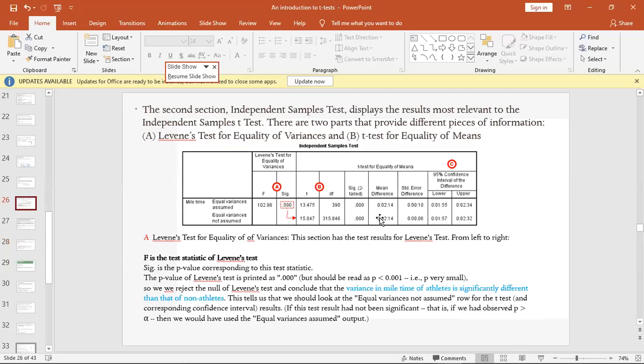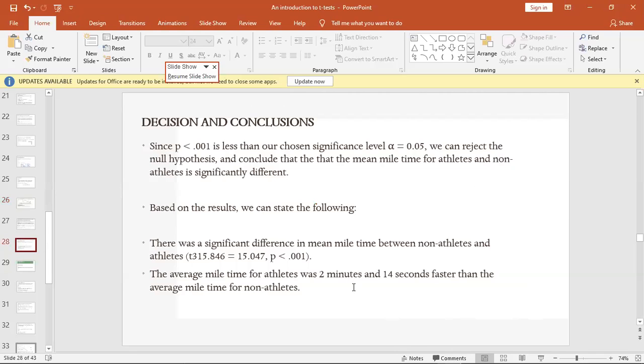Here the mean difference has been obtained from non-athlete minus athlete. So here you can take 2 minutes and 14 seconds faster than the average mile time for non-athletes. Normally, athletes are faster than non-athletes. So that is the conclusion that you can come to from this two sample t-test.